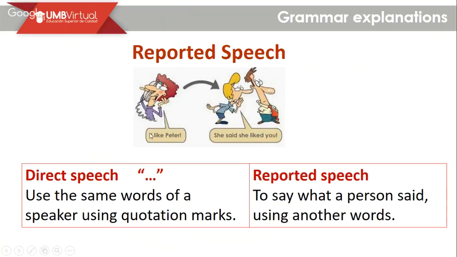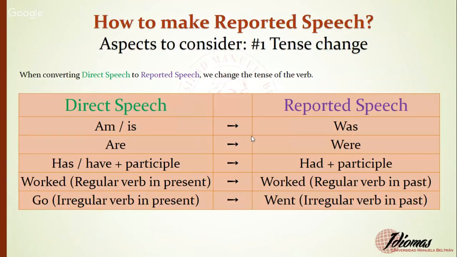So we have to change the subject because you're mentioning what she said before, and the information is referring to a previous idea. That's why this part is in past. How to make reported speech?